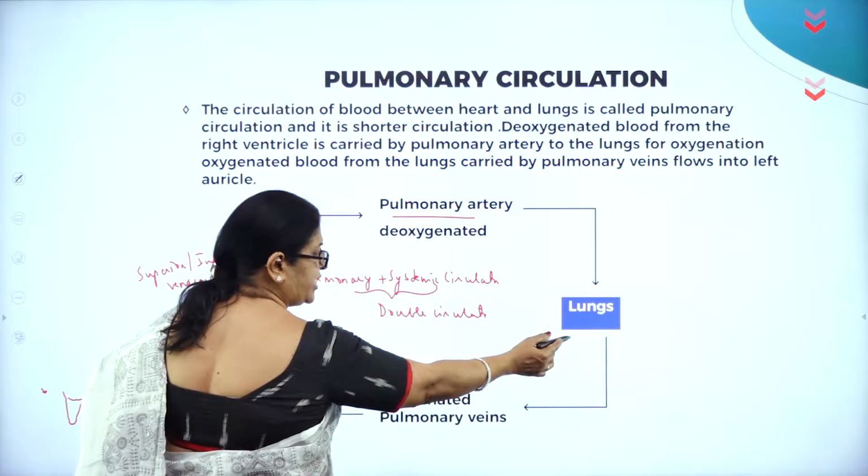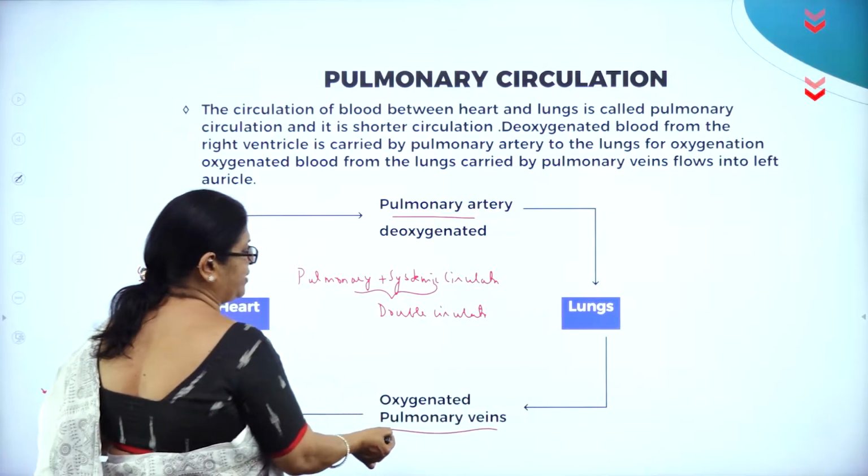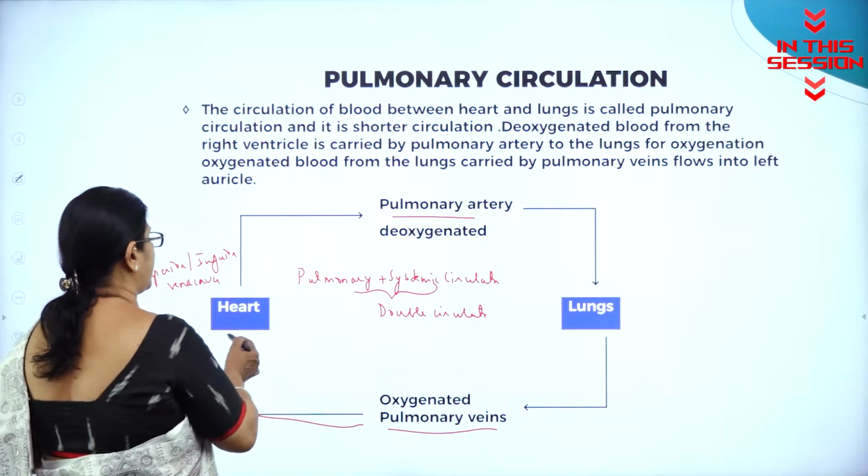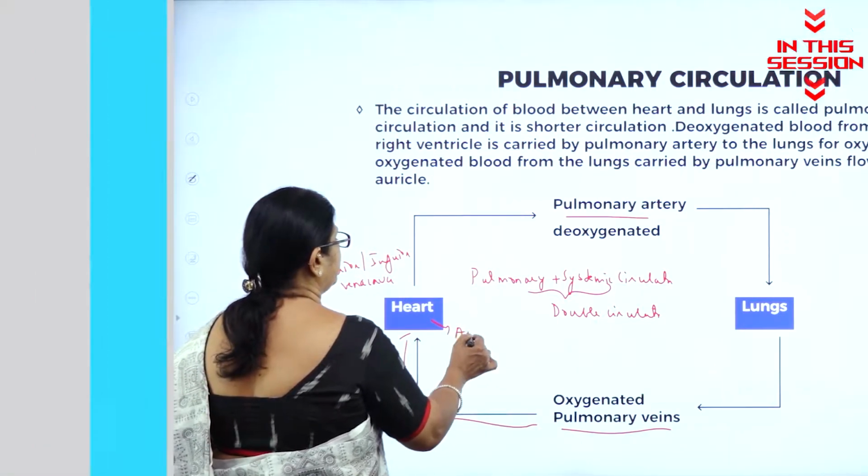The deoxygenated blood from the lungs is carried by the pulmonary veins. It goes back to the heart. From the heart it is supplied.